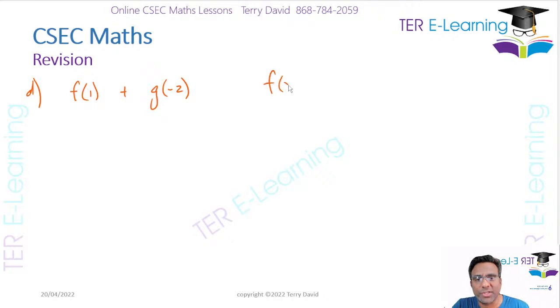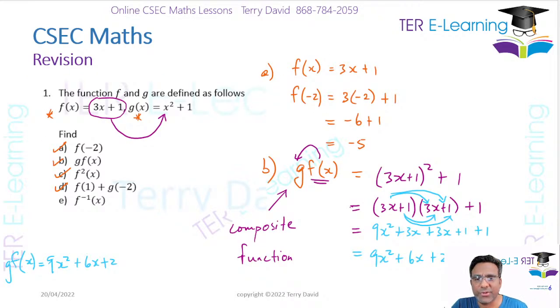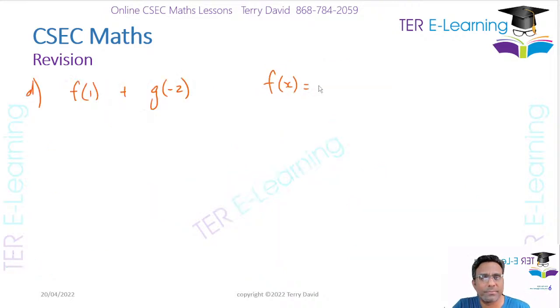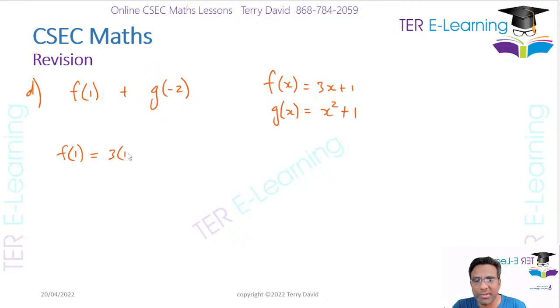Our functions are f of x is 3x plus 1, and g of x is equal to x squared plus 1. If you have a question like this in the real exam, you're going to find f of 1 first. So this is going to be 3 multiplied by 1 plus 1, so 3 plus 1, and that's going to give me 4. So that's f of 1.